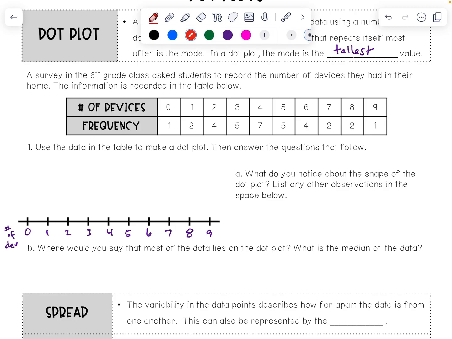I'm actually going to use red. So 1 student had 0 devices, and 2 had 1. Now notice my dots are evenly spaced. I'll give you an example of a bad one. 4 of them had 2, so what I don't want to do is put the first dot down here, then 3, and then 4. You don't want that. You want the dots to be about the same size, about evenly spaced. So if I'm going to do 4 dots, I'm going to make my first dot up here, not down there, because that way it's a more useful representation.